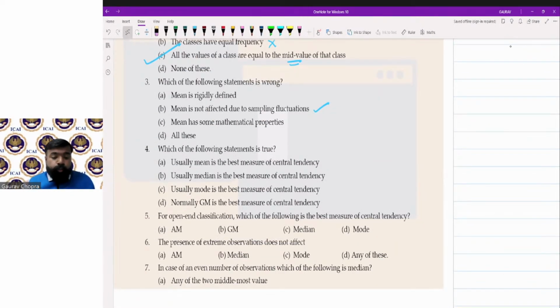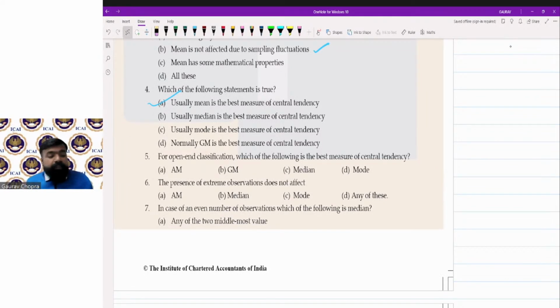Now, which of the following statement is true? Usually mean is the best measure of central tendency. Yes, the most commonly used average is mean. So that is why option number A will be correct. Then Arushi says, please explain the properties of median. Yes, we will be taking the properties of median now.